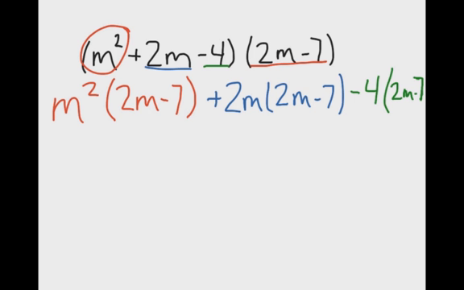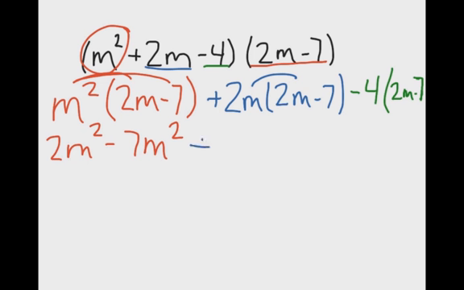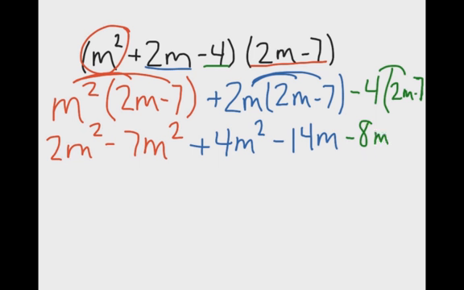So m squared times 2m is going to give us 2m cubed. And then it's going to be negative 7m squared. Then we have our 2m times 2m, 4m squared. And our 2m times negative 7, negative 14m. Negative 4 times 2m, negative 8m. Negative 4 times negative 7, which is positive 28.